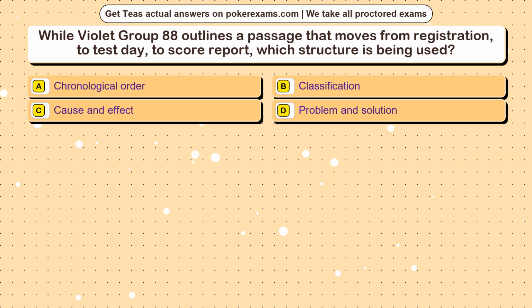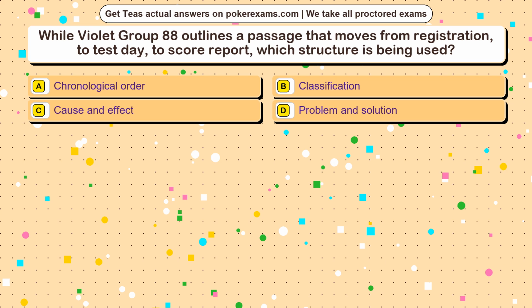Question 4. While Violet Group 88 outlines a passage that moves from registration to test day to score report, which structure is being used? Option A. Chronological order. Option B. Classification. Option C. Cause and effect. Option D. Problem and solution.